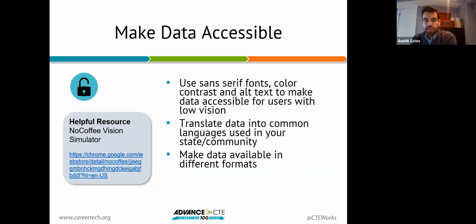Using sans serif fonts, color contrasts, and alternate text can make it easier for users with low vision to access your data. And resources like the No Coffee extension for Google Chrome can help you check whether your data is readable, including through technology such as screen readers. And then finally, just a note on translations. Make sure that if you are translating your reports into different languages, that you're testing those with folks who are fluent in those languages and not relying exclusively on Google Translate.